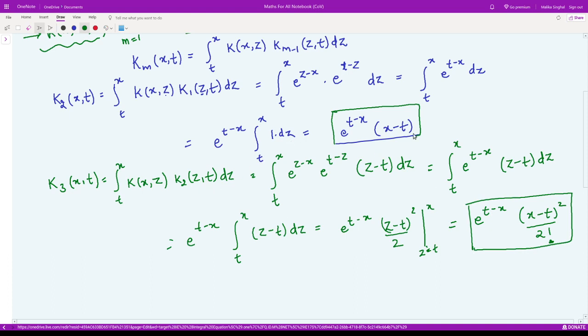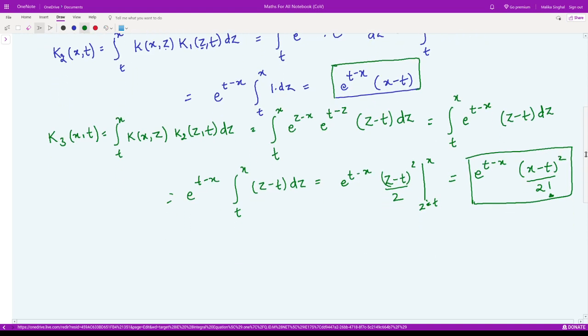So can you follow what would be the fourth kernel? Let us also calculate that. By looking at this, you must have guessed until now that it should be e to the power t minus x minus t whole cube divided by 3 factorial. But to be sure that we are right, let us calculate just one more.